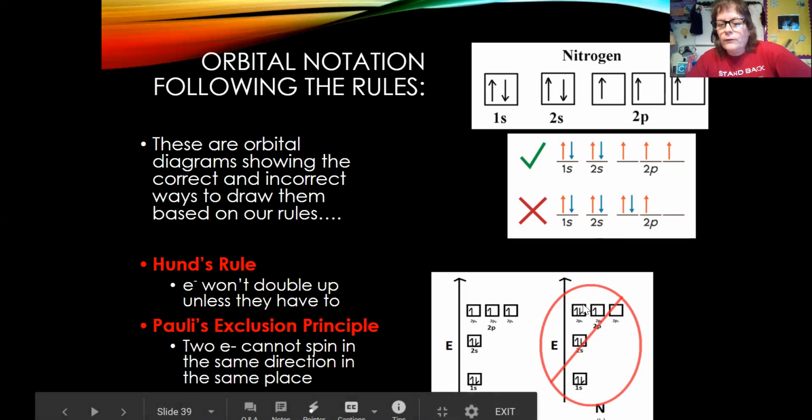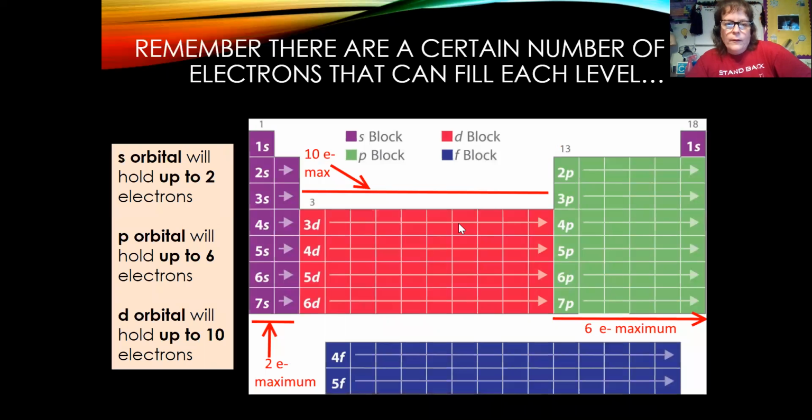Okay, this one's also the Hund rule. You can see how they try to pair up 2 electrons here before spreading them out. And they even have an orbital here that doesn't have anything in it. So that would not happen because they would spread out like this until they absolutely had to pair up. All right, so remember, there's a certain number of electrons that can fill each level. And we said the s orbital can hold up to 2.